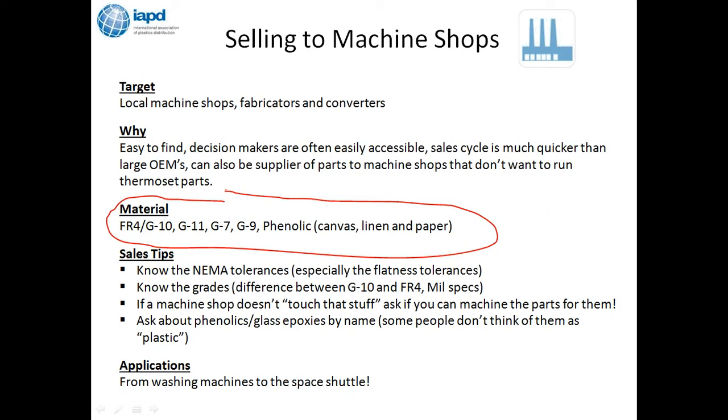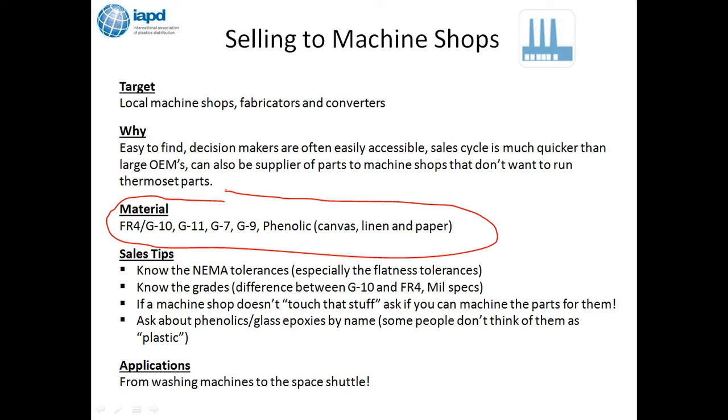And then finally, ask about phenolics or glass epoxies by name. And this is another perfect example from past experience. I would call in customers in the past and say, hey, are you guys doing any parts made out of G11? And I'd say, are you guys doing any plastic parts? No, we don't do any plastic parts.